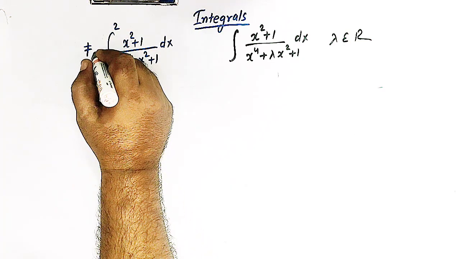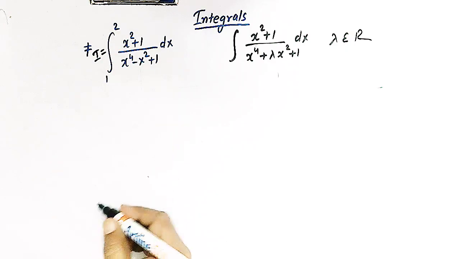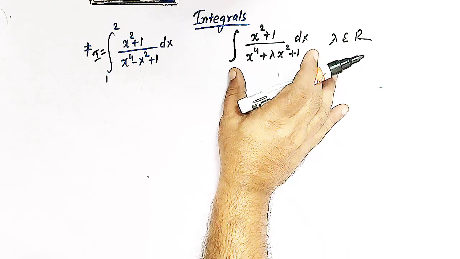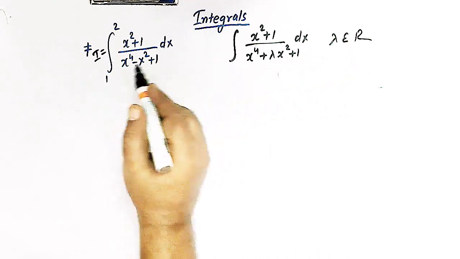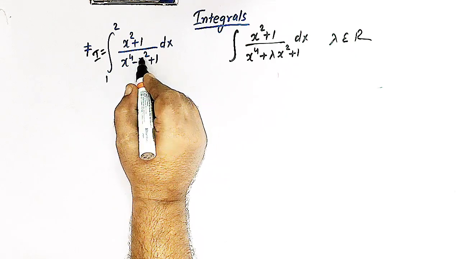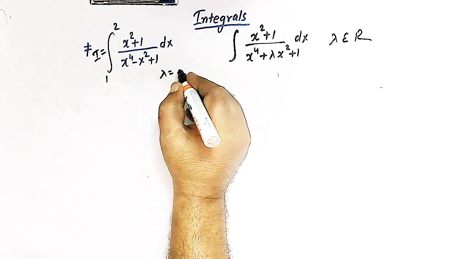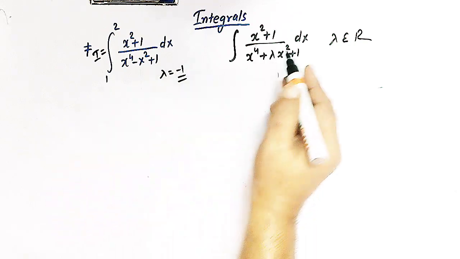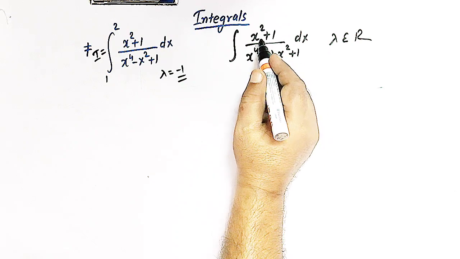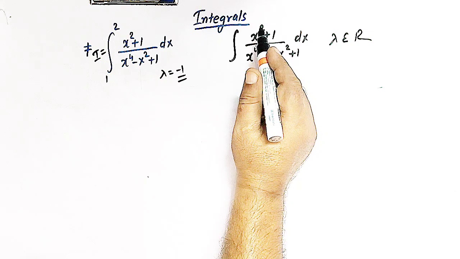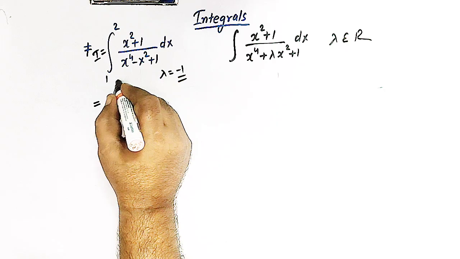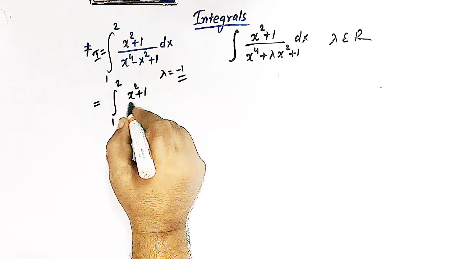So now let us call this integral as I, right? So here we have the definite integral, and here we have the indefinite integral, right? If we compare the integrands, then we can easily see that here we have minus x square, so the value of lambda is equal to minus 1, right? To solve these kind of integrals, what we do is divide the numerator and denominator by x square. So the first step in solving these type of integrals is to divide the numerator and denominator by x square.